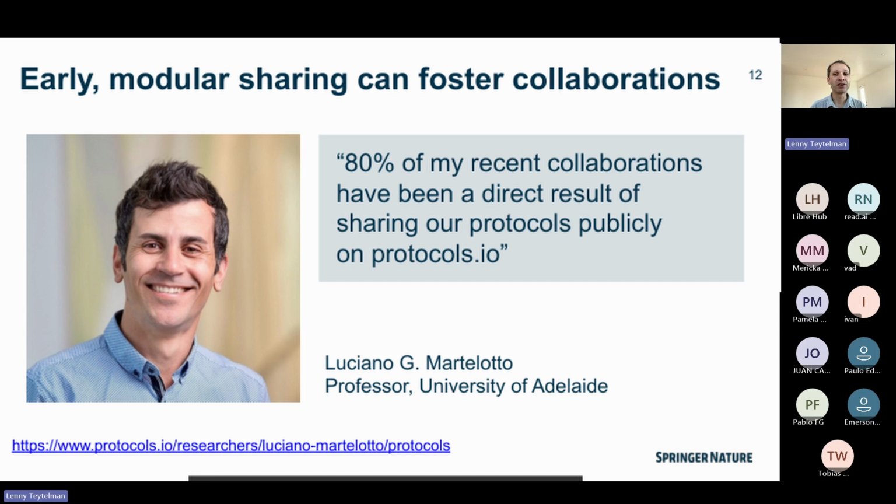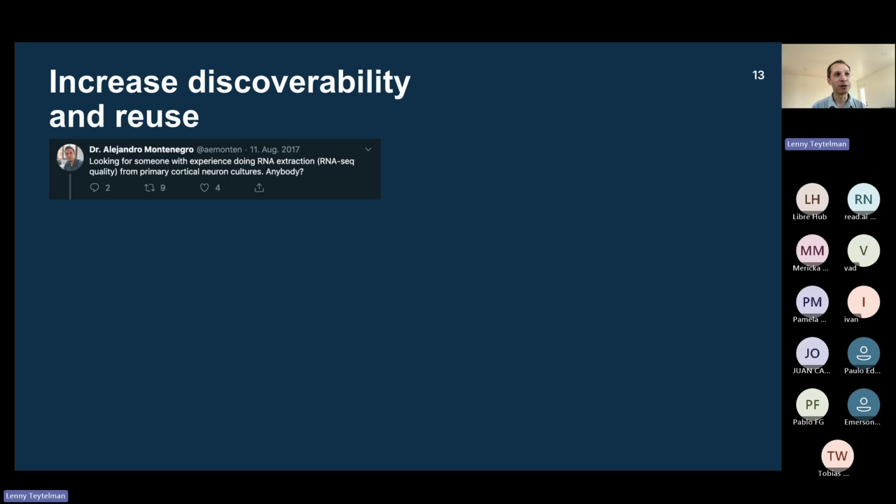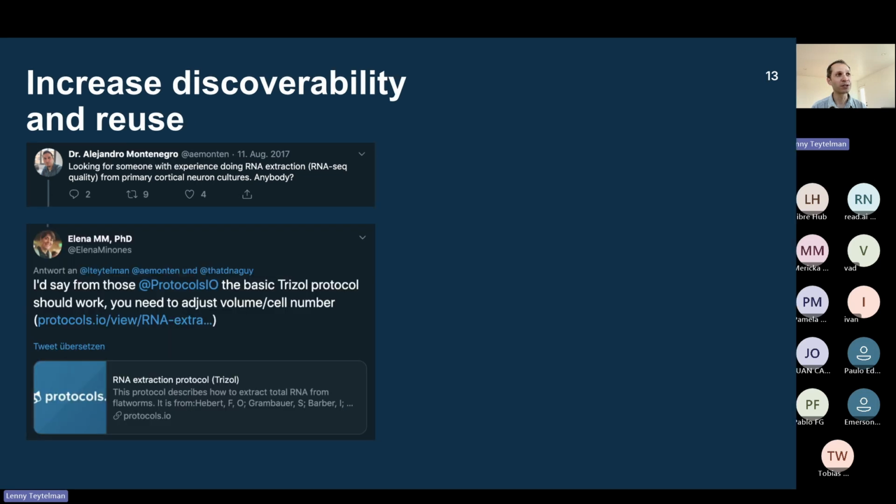But one of the nice things is when you share openly, as this professor says, you get recognition and you get collaboration because people find your work, they find your detailed descriptions of the methods, and they reach out, they collaborate with you, and it's a really positive experience. And I will finish with one of my favorite examples where a researcher from Chile is asking on social media, does anybody have a protocol for getting RNA out of cortical neuron cultures? And a scientist from San Francisco says, here's one of 5 on protocols.io that should work for you.